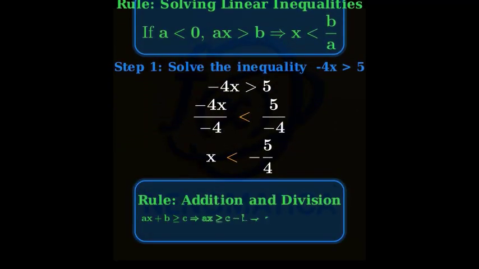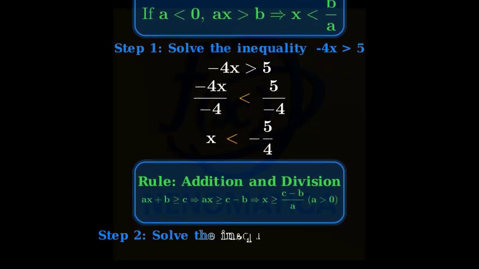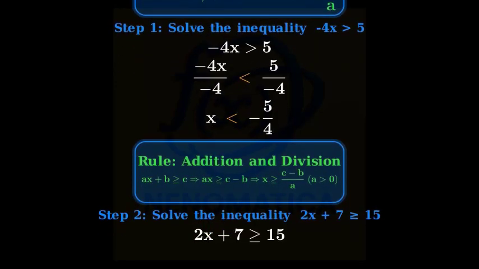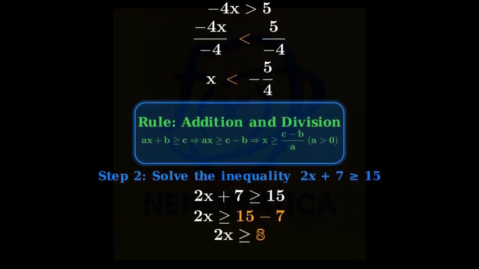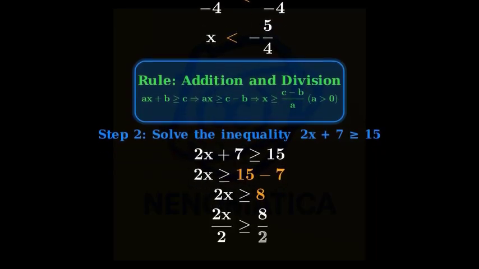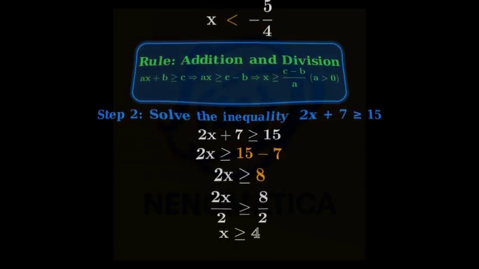Step 2. Solve 2x plus 7 greater than or equal to 15. Write the inequality. Subtract 7 from both sides. Simplify the right side. Divide both sides by 2. Simplify to isolate x. Example. We will solve these two linear inequalities separately, following the same structure each time.